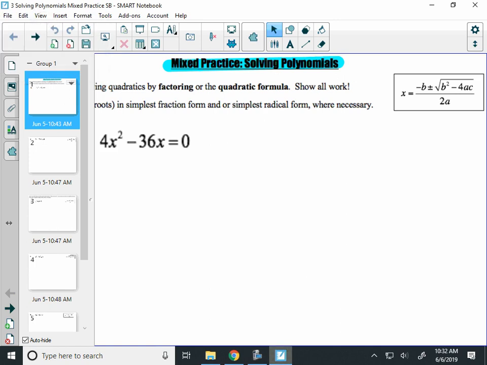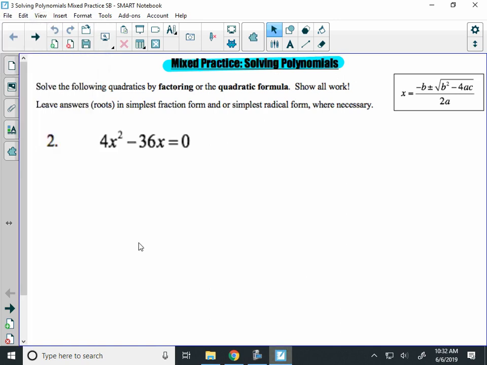For solving polynomials unit 10, we're going to solve by factoring for all of these. So we'll start with number 2, 4x squared minus 36x.